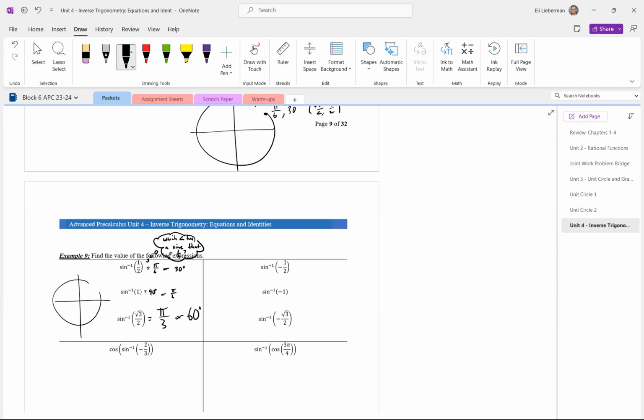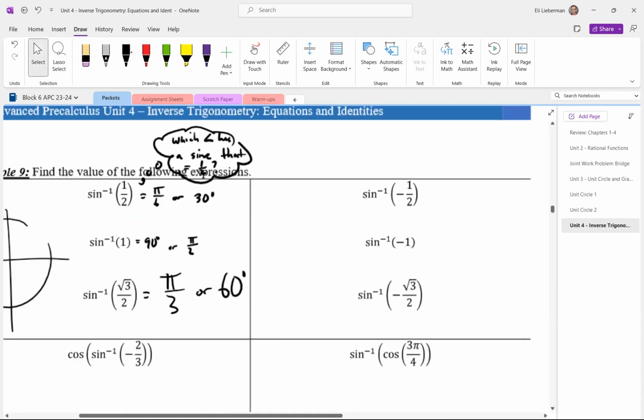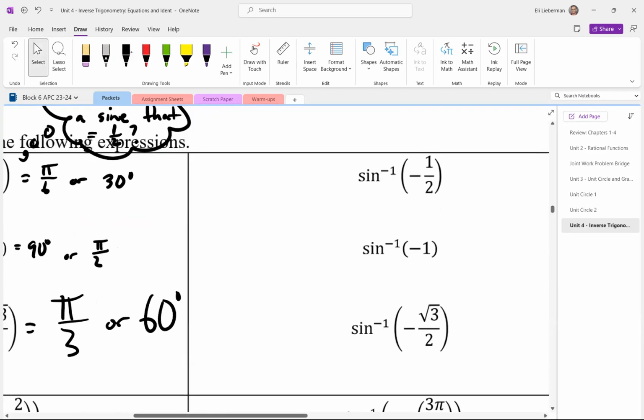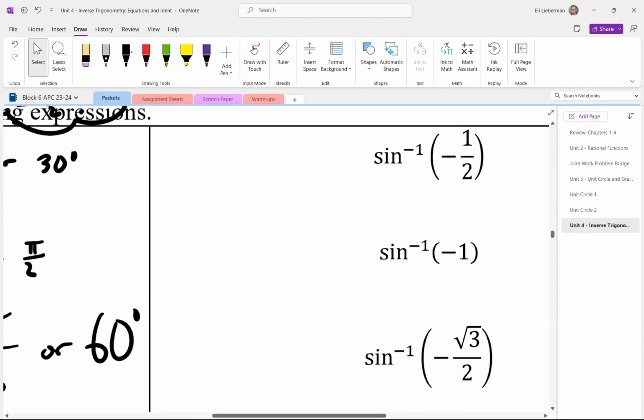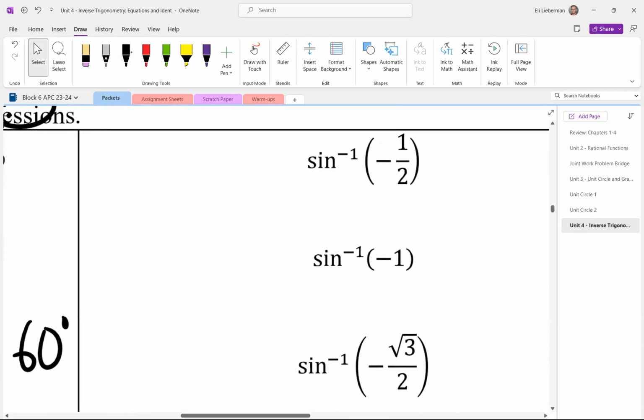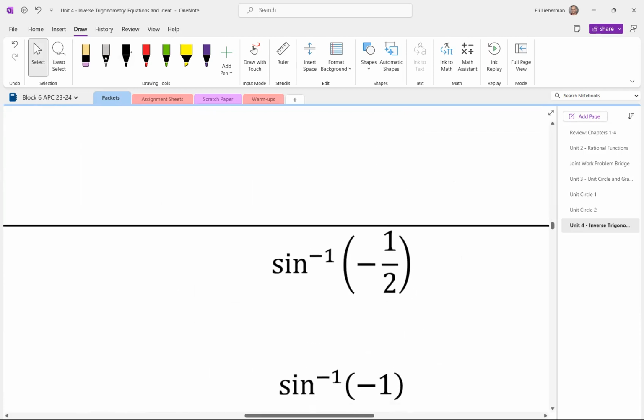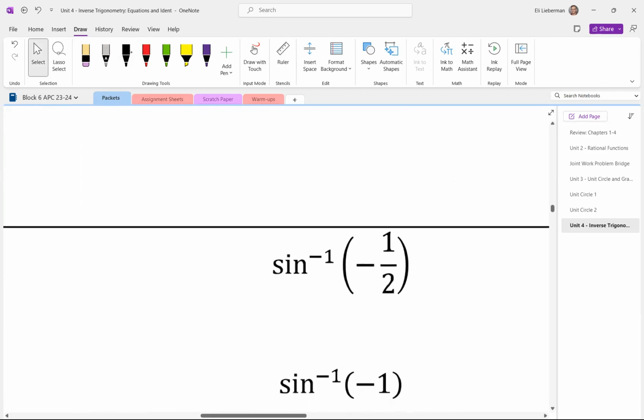Okay, almost time. Okay, hope you had a good stretch break. But please discuss with your partner, what's the sine inverse of -1/2?